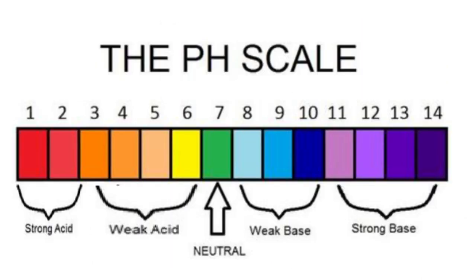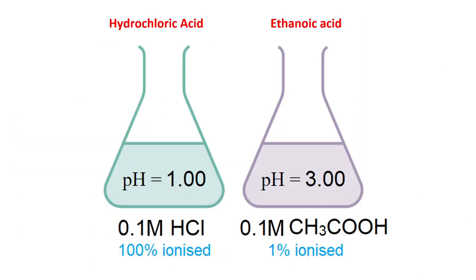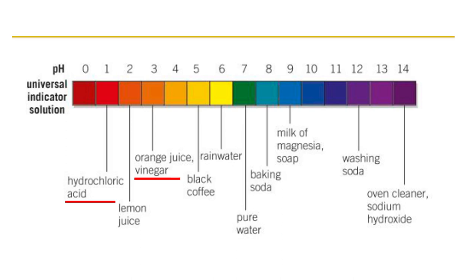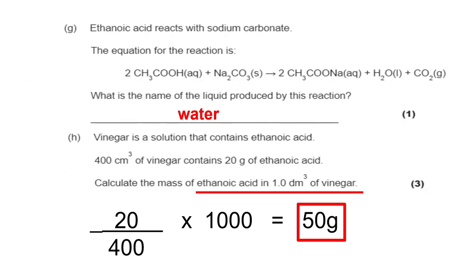So in the pH scale of things, as I just showed you before, a 0.1 molar solution of HCl is a pH of 1. Now, the pH scale is by 10, so a pH of 2 is 10, a pH of 3 is 100 times less H+ ions. It's only 1% ionized, and I've underlined hydrochloric acid and vinegar to show you the difference on the pH scale. So, here's some more exam practice for you.